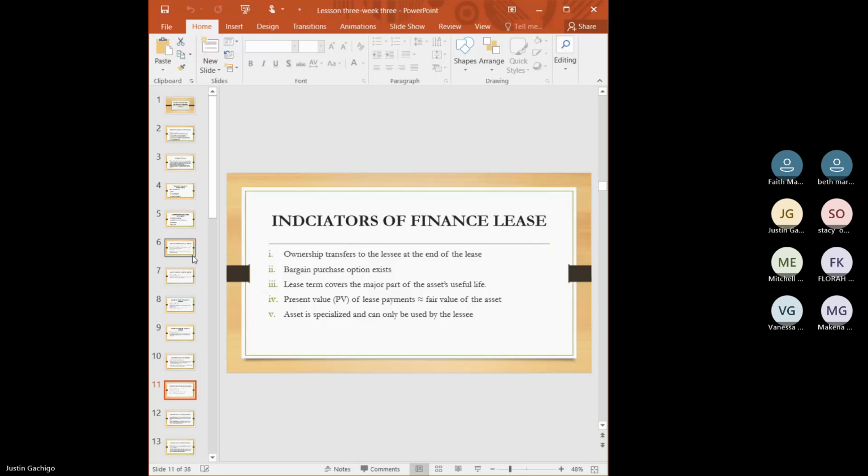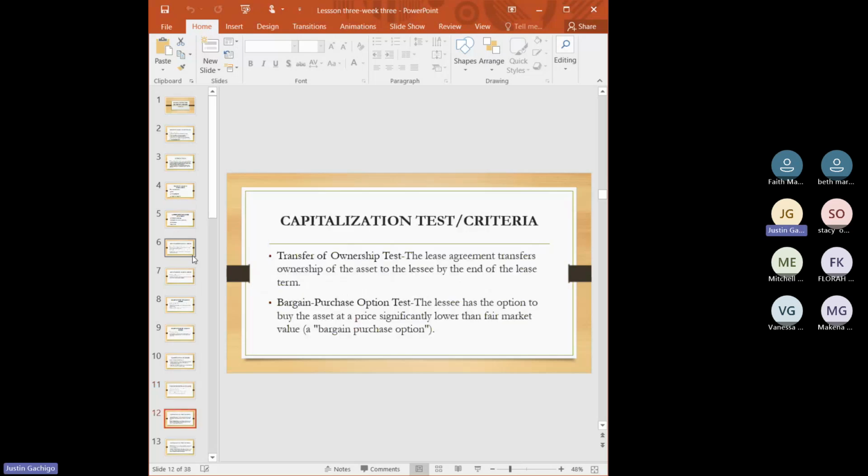counties. So then we have some tests, or these are called capitalization tests. The word capitalization means you need to include the asset in your books and you amortize or depreciate it over a period of time. So what criteria would you use to know whether you are going to capitalize this asset or not?